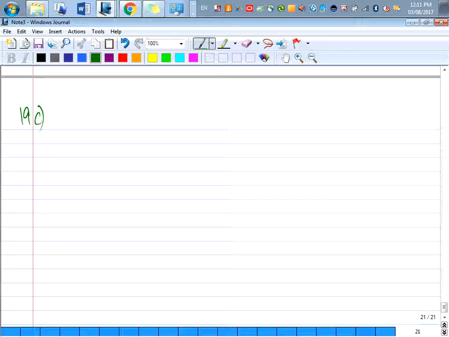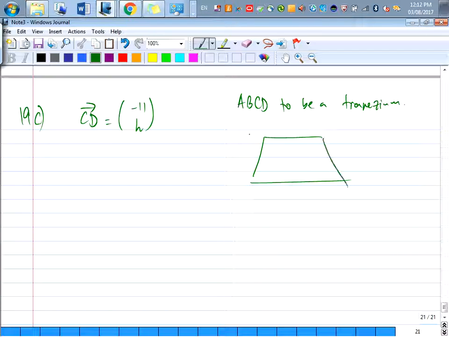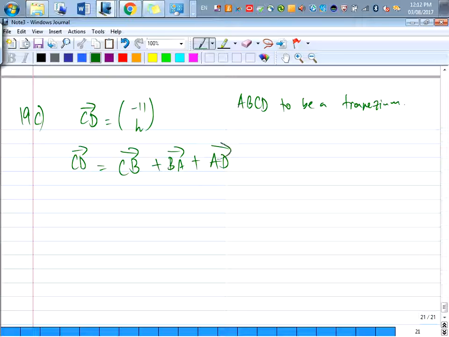Class, look at your 19C. Class, CD is given to be negative 11, h. Then they want ABCD to be a trapezium. A trapezium will have two parallel lines. So ABCD, for example, must have two parallel lines. These two, AD and BC, they don't have to be the same length. Okay? Now for it to be a trapezium, CD, we can rewrite it as moving from C to B, then from B to A, then from A to D. Right? It is a route that we can take.